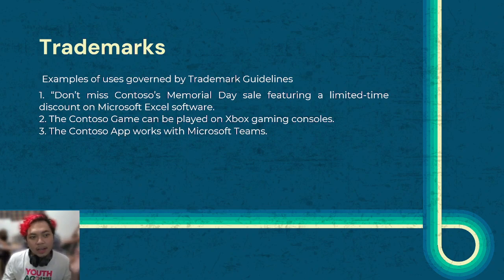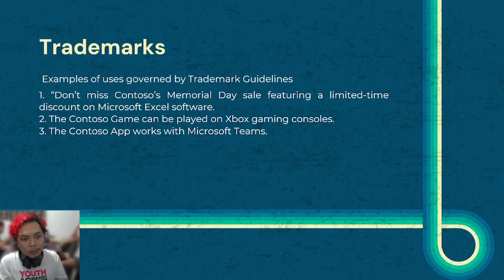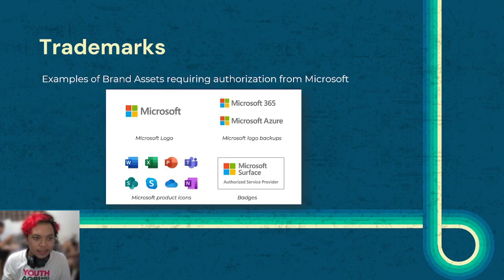First is: "Don't miss Contoso Memorial Day sale featuring a limited time discount on Microsoft Excel software." With that statement, we can see that the Contoso game can be played on Xbox gaming console, and it is not in the Microsoft Excel software. Next is "the Contoso app works with Microsoft Teams." In that way, we could see there is an inconsistency in the use of the trademark guidelines.